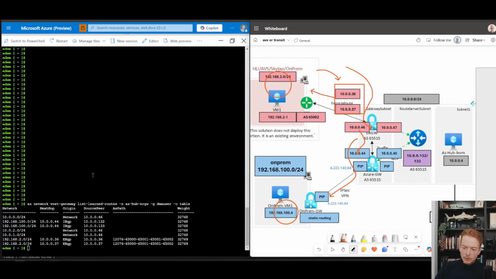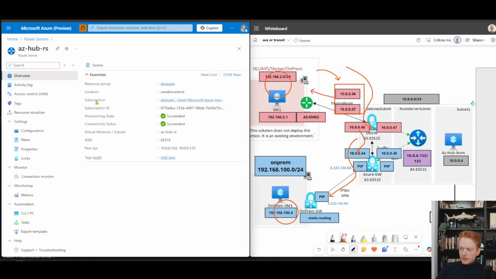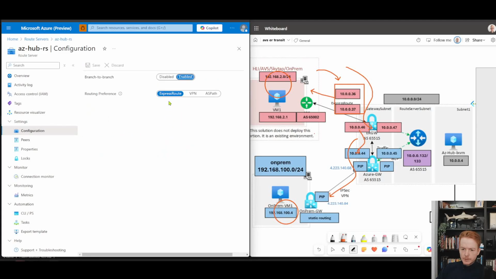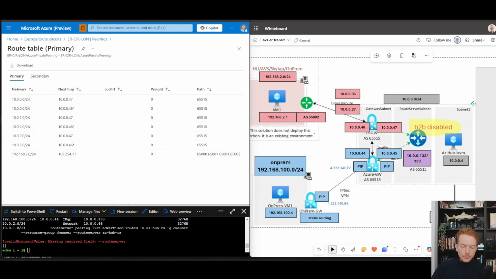Maybe one final thing we can do here, just to land home why the behavior has changed with route server. If I go into my route server config in the portal here, go to configuration, let me disable branch to branch, and I will save that config. And we'll have a look at the impact on our route tables, and you'll see how it changes. Okay, so I didn't subject you to the time you need to wait for the route server to save its setting, but the diagram now reflects branch to branch disabled.